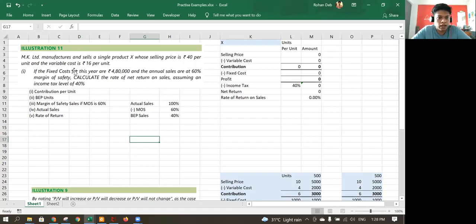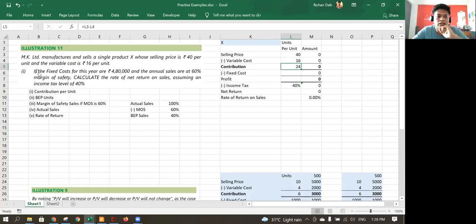Okay. So to calculate the rate of return, I've split it up into multiple small parts. I would suggest that you do these things because it helps you formulate the steps in which you have to proceed. So first, a very simple question: how much is the contribution? How do you calculate the contribution? Selling price minus variable cost. Selling price is 40, variable cost is 16, so my contribution comes to 24. This is very easy. I hope everyone gets this part.